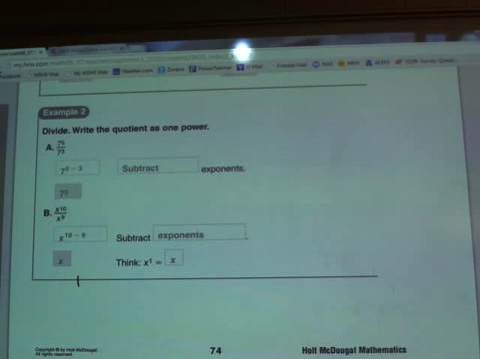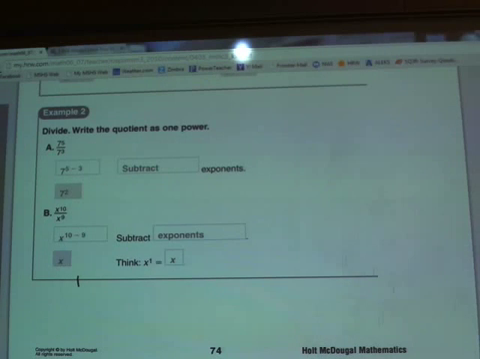With the B question, x to the 10th over x to the 9th. So I'm going to go ahead and take those and again subtract the exponents. Why? Because the bases are the same. So this is going to change into something that's 10 minus 9. 10 minus 9, that's of course going to change into a 1. So that would be like x to the 1st or just plain old x.